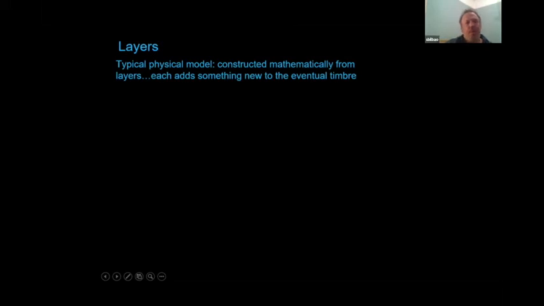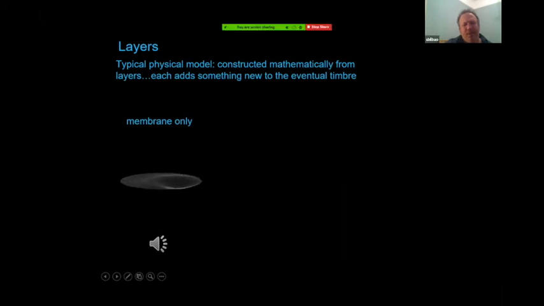Here's an example. Let's take the case of the snare drum. If you just listen to the sound of a membrane in isolation, here's the kind of sound you get out. You might consider that to be a drum. I don't think I would. It sounds very synthetic. It's sort of pitched. You can hear the modal frequencies of the membrane there, but that's about it.